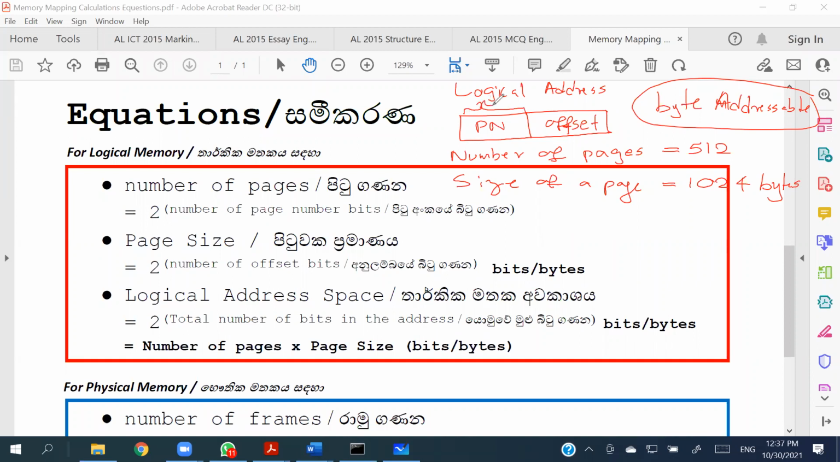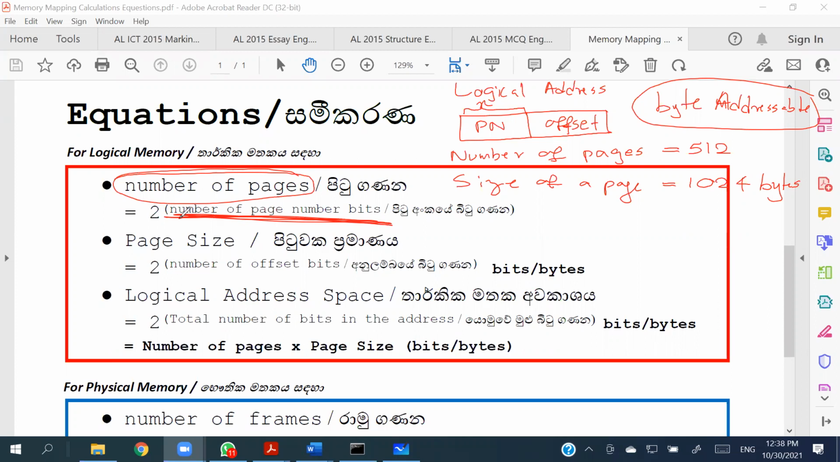Earlier we had that detail. Give it a try. Okay, someone has sent me. Right, very good, Lakshani. Very good, Lalindi. When writing the answer, don't write 9 bits, just say it's only 9, right? Nikini, very good.